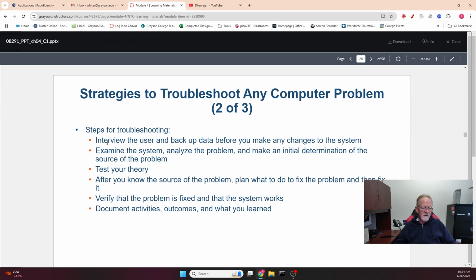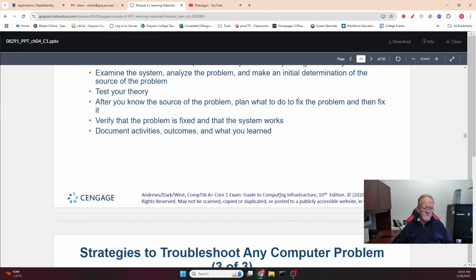So, steps: interview the user, back up data, examine the system, analyze the problem, and make an initial determination to establish a theory. Test your theory. After you know the source of the problem, fix the problem, plan the steps, and then work the plan. Verify the problem is fixed and that everything works. Document everything, and then, to add one to this, go back and check. Go back and verify later: hey, did this work?